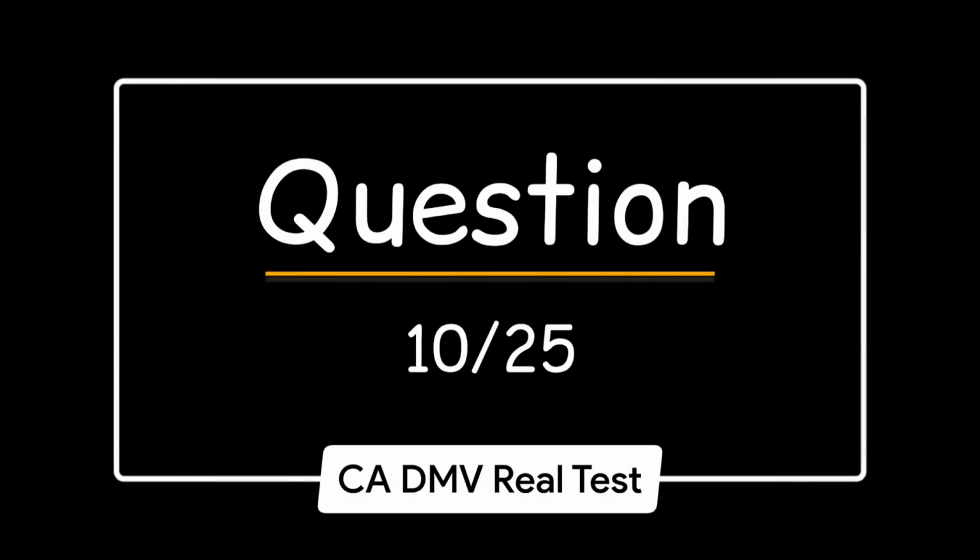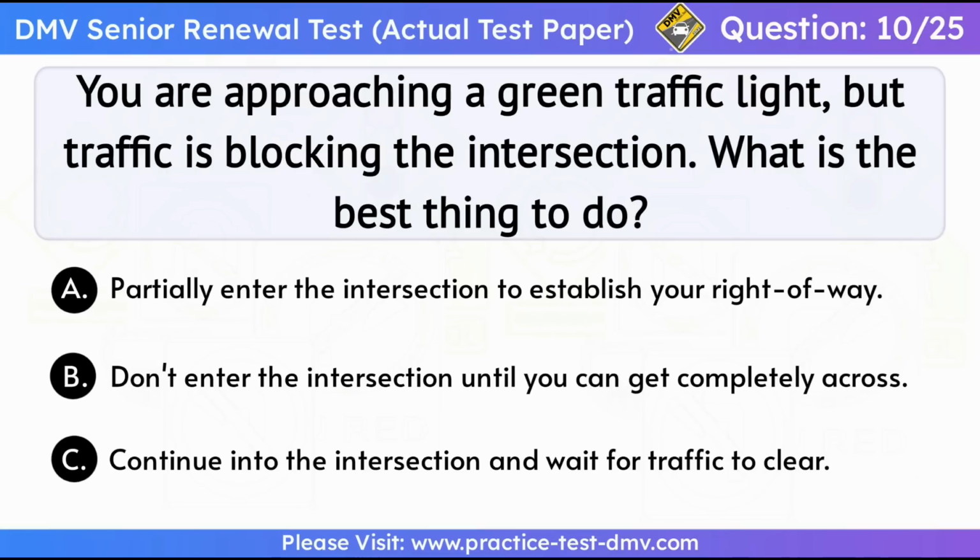Question 10. You are approaching a green traffic light, but traffic is blocking the intersection. What is the best thing to do? A. Partially enter the intersection to establish your right-of-way. B. Don't enter the intersection until you can get completely across. C. Continue into the intersection and wait for traffic to clear. Correct answer: B. Don't enter the intersection until you can get completely across.